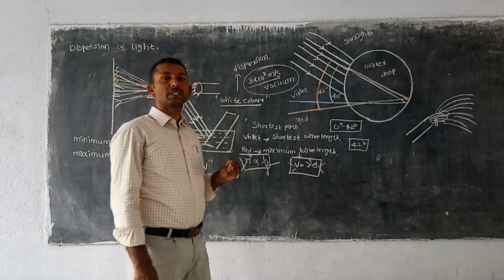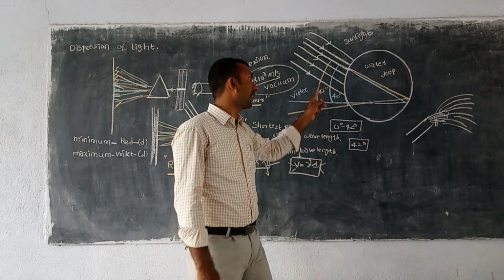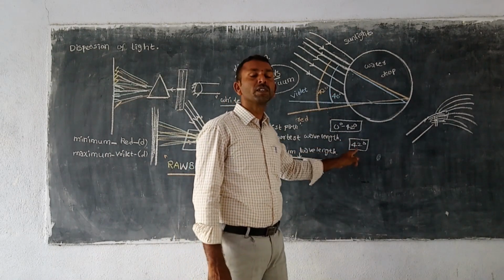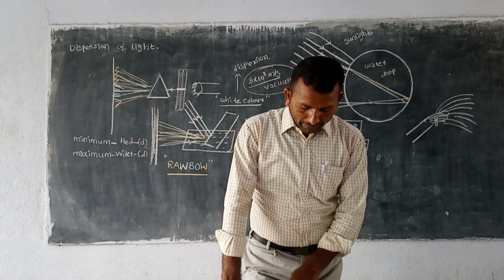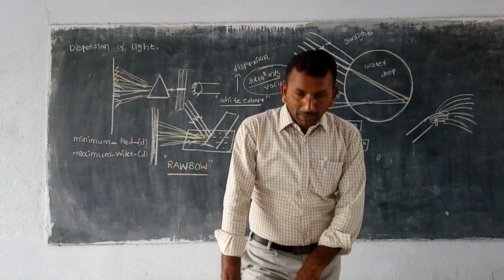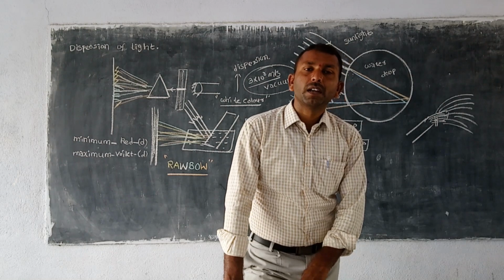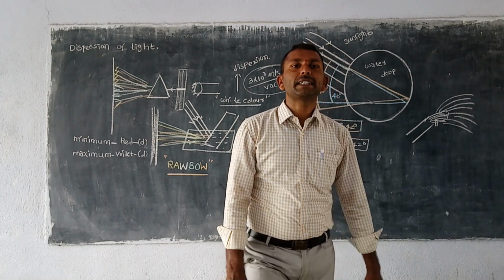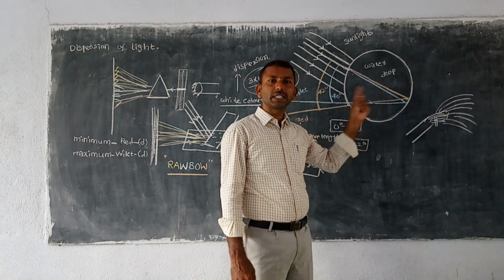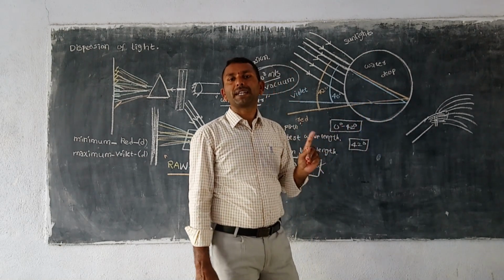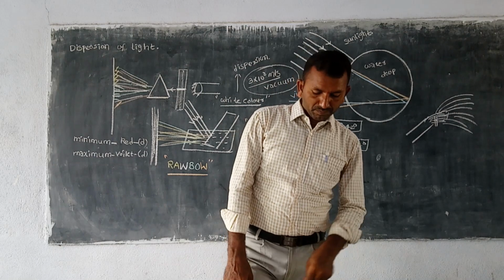But we are able to see the bright rainbow when the angle deviation reaches 42 degrees. At that time only we are able to see the bright rainbow. But here one thing we have to remember: if a person is seeing from one drop, he is able to see only one color, based on his position.